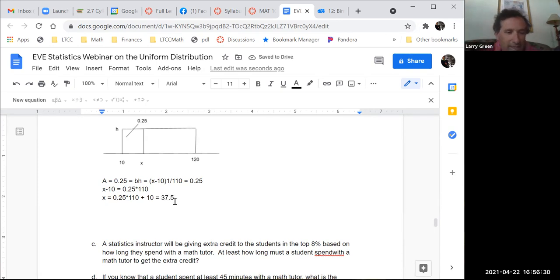I use my brain calculator. You can use whatever calculator you want to use. Okay. And that's the answer. So X is 37.5. So 37.5 is the first quartile. Any questions at all on this example? Any questions?